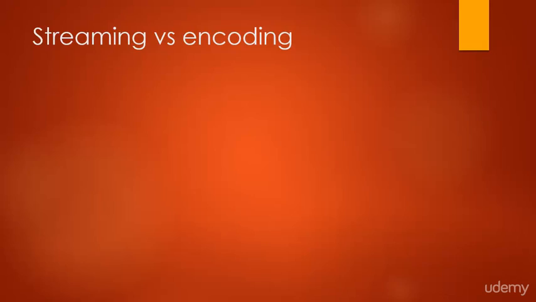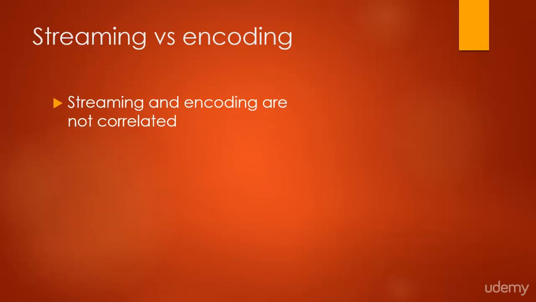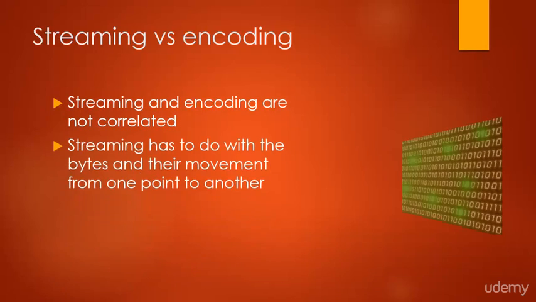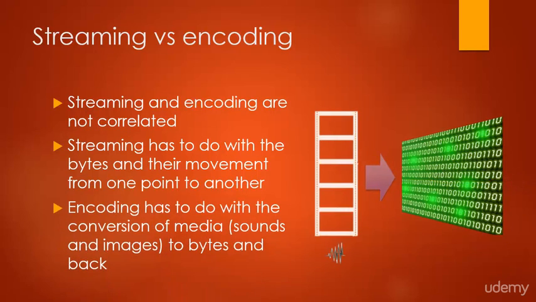Let's talk about now video streaming. First of all, let's see streaming versus encoding. Streaming and encoding are not correlated. Streaming has to do with the bytes and their movement from one point to another. Encoding has to do with the conversion of media, sounds and images to bytes and back.